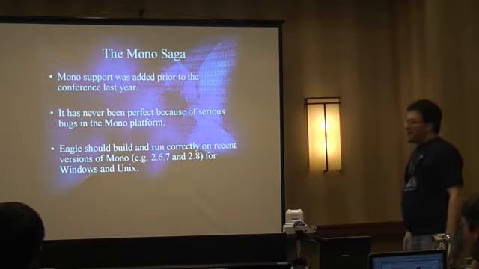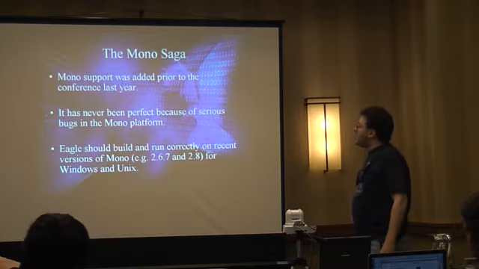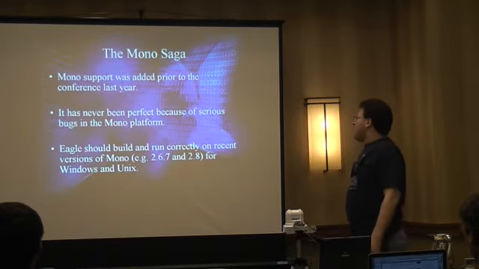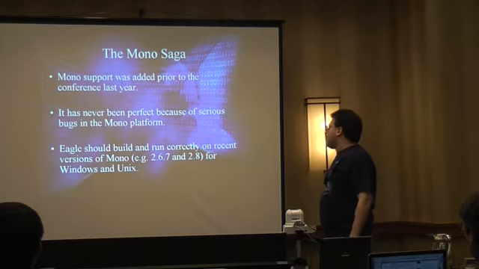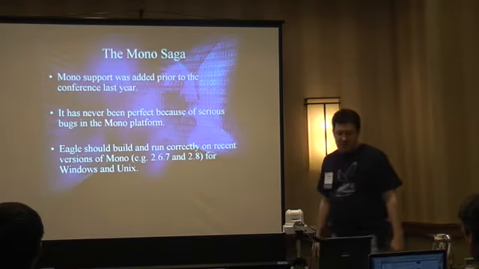So Mono is kind of troublesome for me because I test stuff normally on .NET, and then I test it on Mono, and invariably when they release a new version or when I add a new feature, something breaks, and then I have to go figure out why. And so I've done that quite a bit. I filed quite a few bugs against them and helped them fix them. But as of right now, Eagle should build and run correctly on the recent versions of Mono, which is 2.6.7 and 2.8. So if you need to run it on those platforms, it should work.